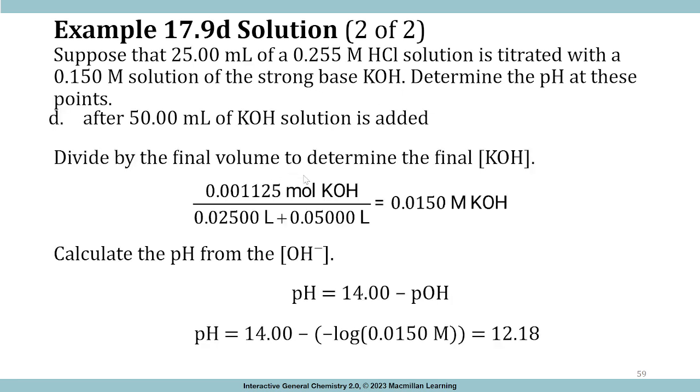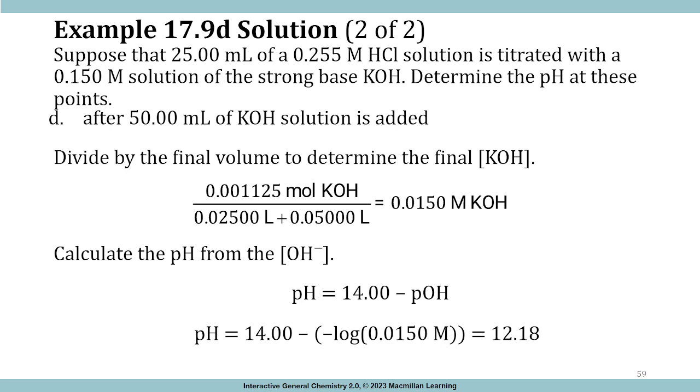Okay, we're going to have to take that value. This is going to be divided by our total volume. So in this case, 25 milliliters plus 50 milliliters, giving us 0.075 liters. Divided by that value, that gives us 0.0150 molarity KOH. The next thing we have to do is we have the hydroxide concentration now, don't we? So we want to get into pH. That means we're going to have to take 14 minus the negative log of that value. We go ahead and do that. That gives us 12.18. Anybody have any questions about that?